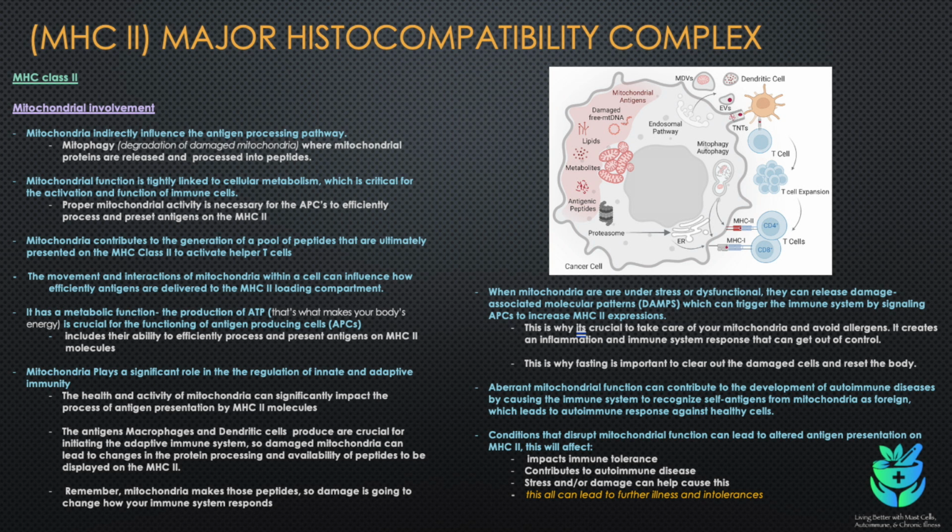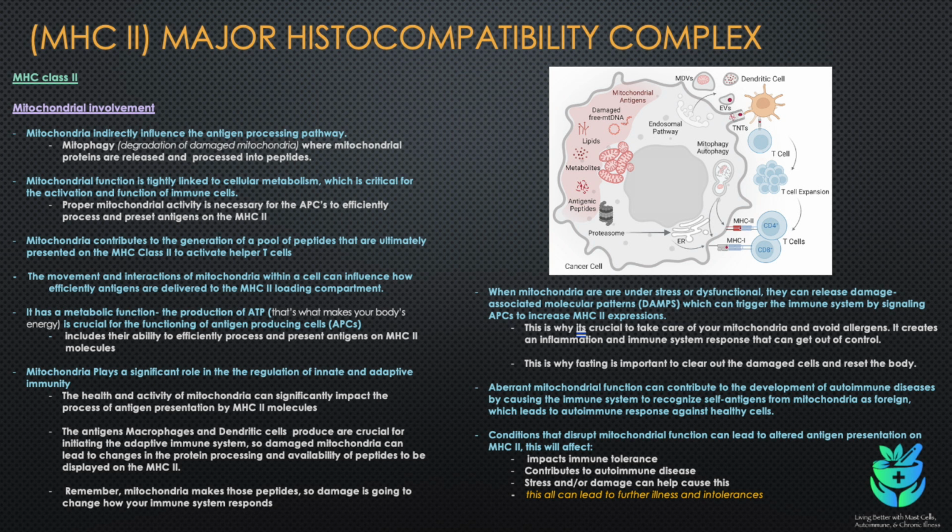Mitochondria contribute to the generation of a pool of peptides that are ultimately presented on the MHC class II to activate helper T cells. The movement and interactions of mitochondria within a cell can influence how efficiently antigens are delivered to the MHC2 loading compartment. It has a metabolic function. The production of ATP, that's what makes your energy, is crucial for the functioning of antigen-presenting cells. It also includes their ability to efficiently process and present antigens on MHC class II molecules.